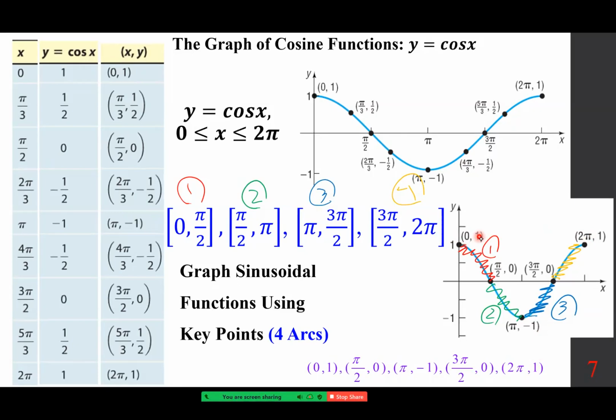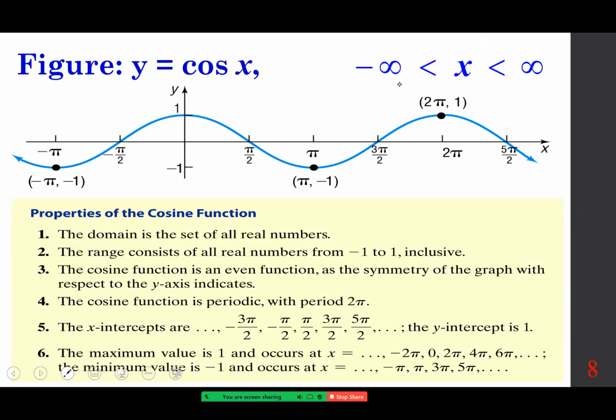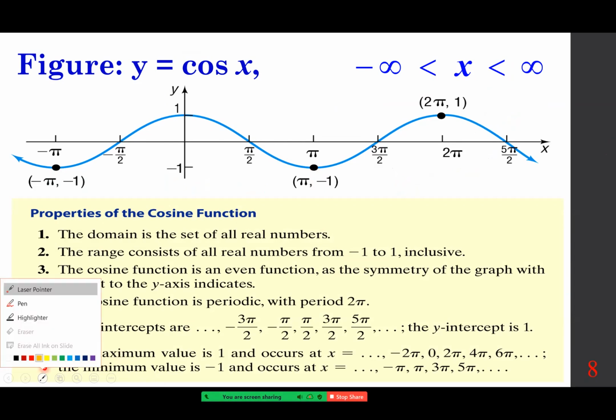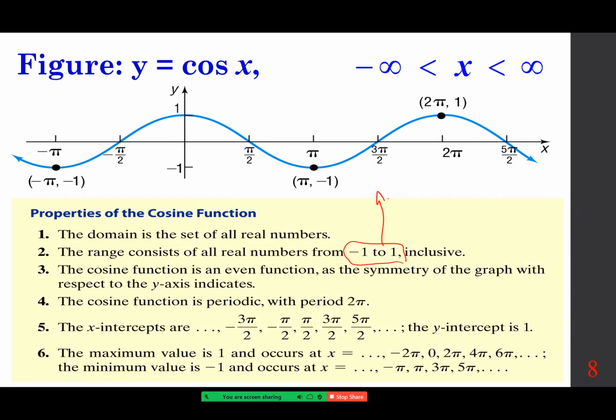And it gives us some information about cosine. Remember, this will continue indefinitely on this side and indefinitely on this side. Therefore, the domain is all real numbers. The maximum y coordinate is 1, the minimum is negative 1. So we have the same range as sine. So the range is negative 1, 1.